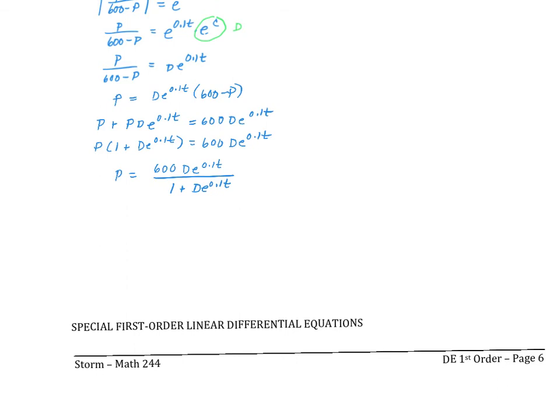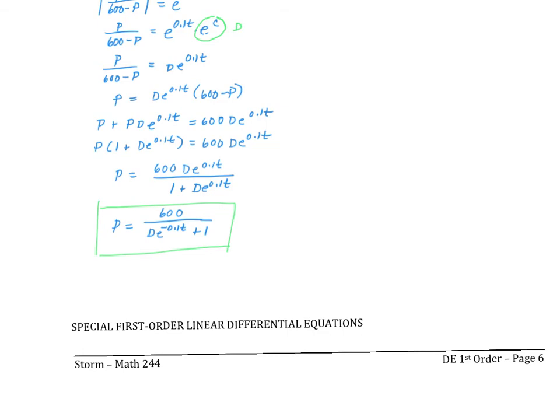Oftentimes, though, when you're solving these kinds of equations, you notice that we have this expression, this d e to the 0.1 t in the numerator and denominator. So algebraically, if we simply divide top and bottom by d e to the 0.1 t, we could write this in a more efficient way as p equal to 600 over d e to the negative 0.1 t plus 1. This would be the general solution in its simplest form.